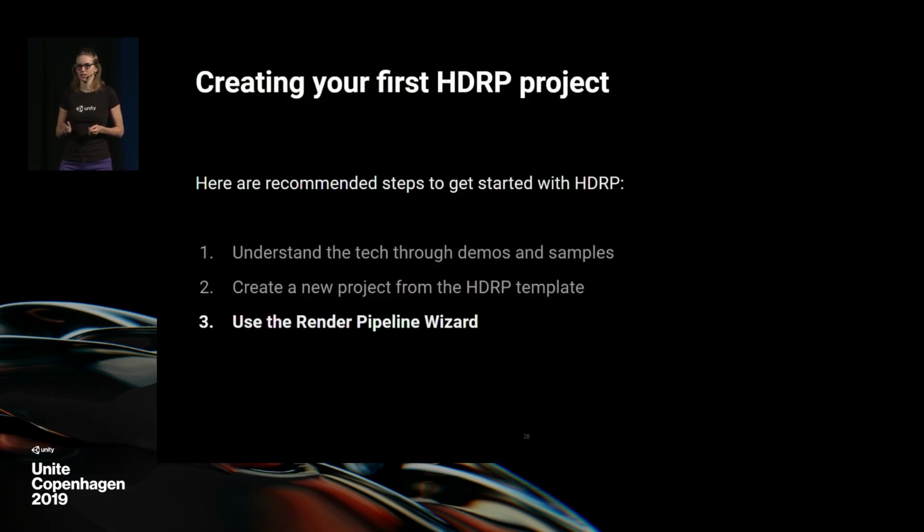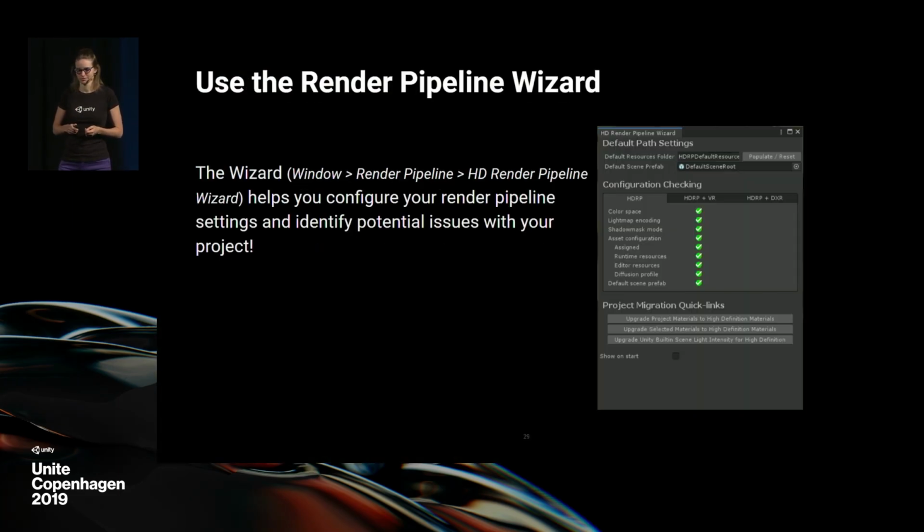So, in case you still break something, there's a render pipeline wizard. It's probably hidden, and it better be green, because it's definitely going to help you identify potential issues in your game. You have the wrong color space, you don't have the right shadow mask mode. A lot of these settings, this wizard will definitely improve. It's a first step towards finding out what the issue with your project is.